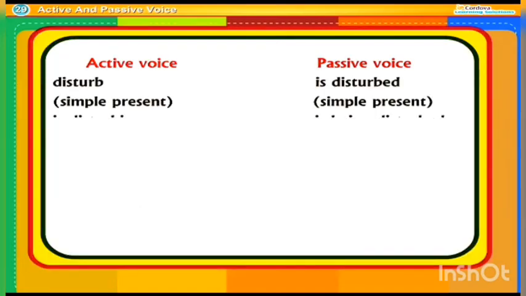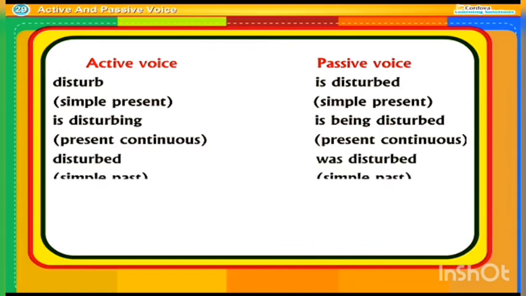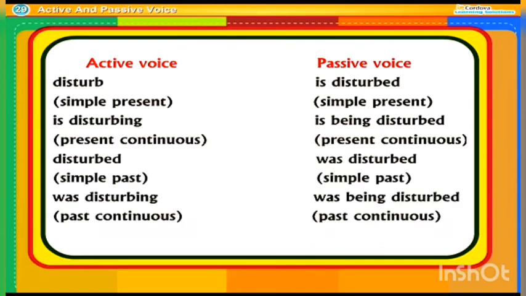Active voice: disturb. Simple present. Passive voice: is disturbed. Simple present. Is disturbing. Present continuous. Is being disturbed. Present continuous. Disturbed. Simple past. Was disturbed. Simple past. Was disturbing. Past continuous. Was being disturbed. Past continuous.